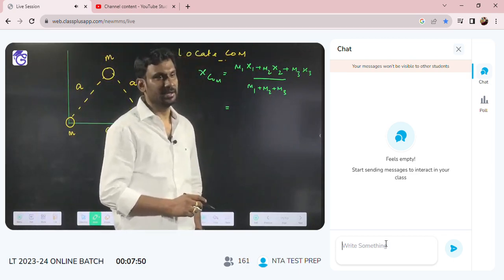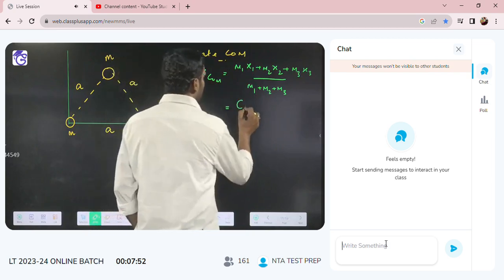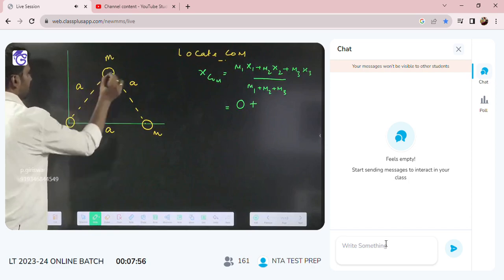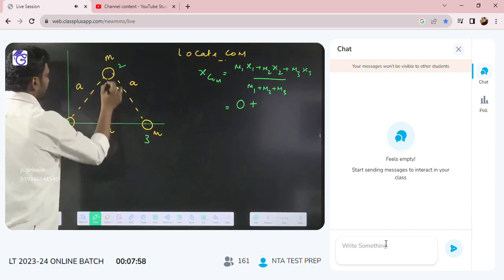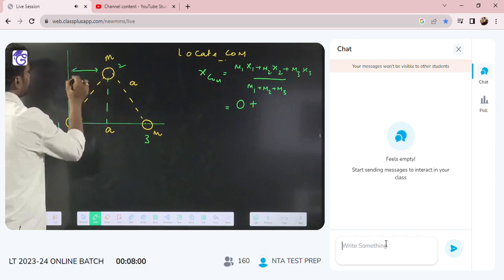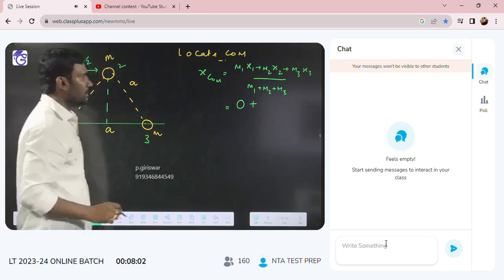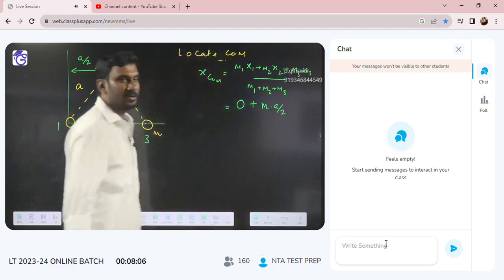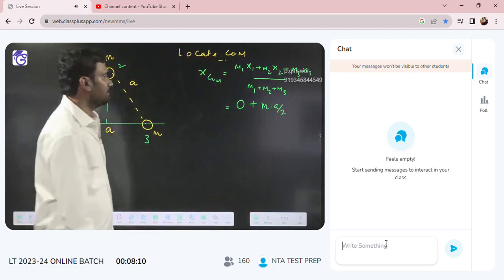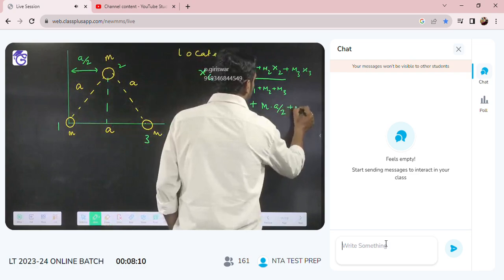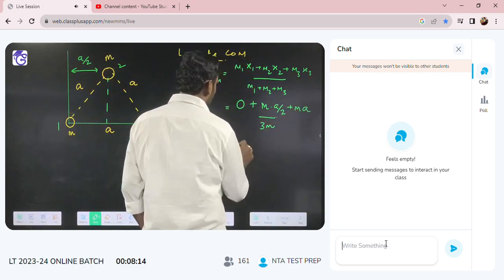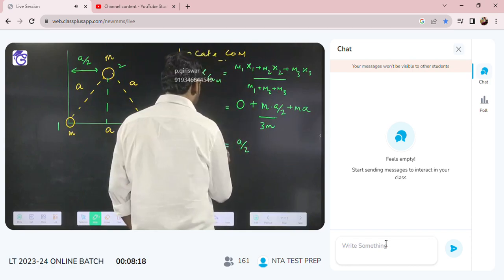0 plus M2 X2. M2 is this one. We will term these 1, 2, and 3. So what is this distance? This is a by 2. So M2 X2 means M into a by 2, plus M3 is M, that into a, divided by 3M. So how much is it coming? It is coming a by 2.